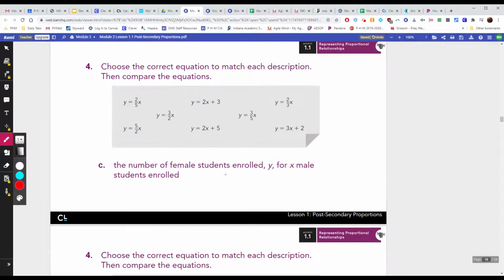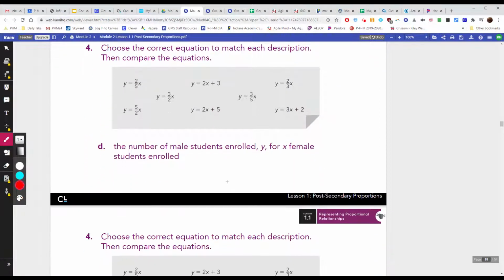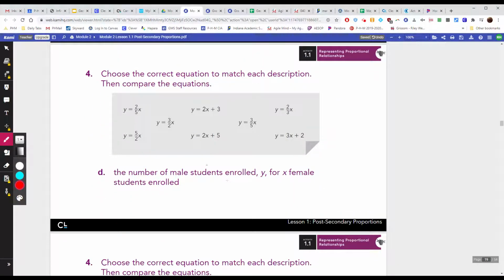C, number of female students to the number of male students. So female was 3, male was 2. So the ratio I'm looking for is 3 over 2, which is right here, or y equals 3 halves x. For D, they've just flipped this around. Number of male, y for x female. So number of male was 2, female was 3. So I'm looking for 2/3 is my ratio, and there it is.